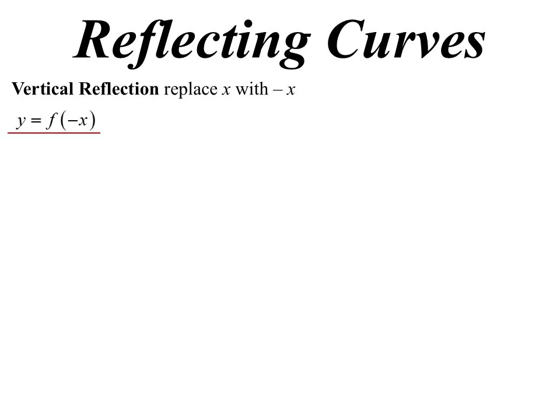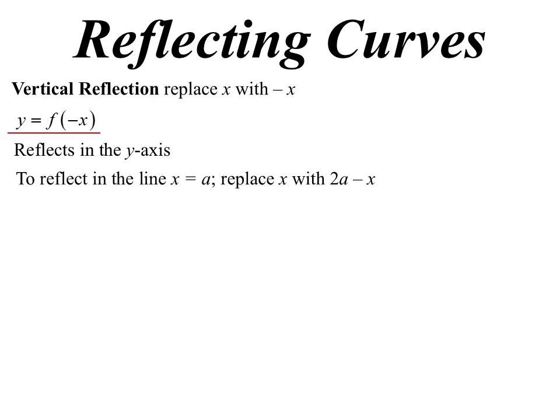What about reflection then? Reflection of curves. A vertical reflection. So if I flip something vertically, it's the x values that are changing. So I replace the x with negative x. So in other words, y equals function x becomes y equals function negative x. And that will reflect in the y-axis. Now if you want to reflect in any other line, we can combine a reflection with a translation. We could be shifting it.